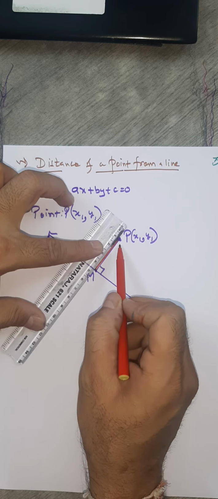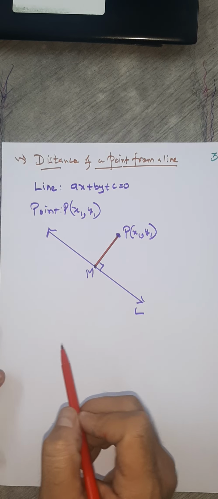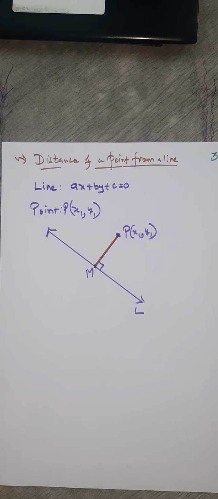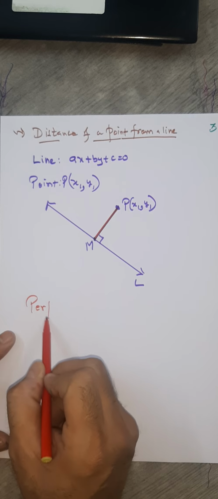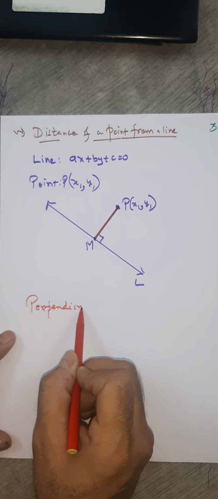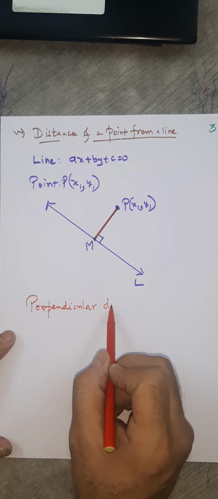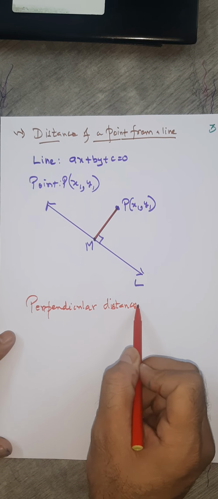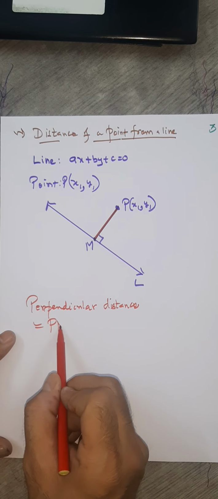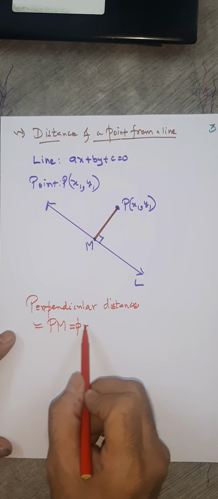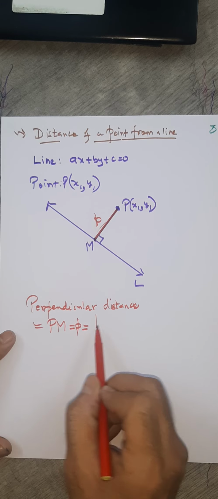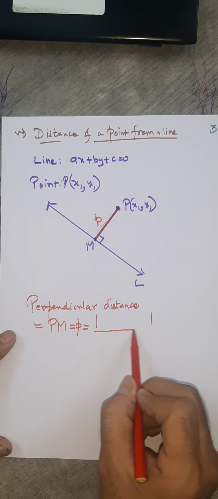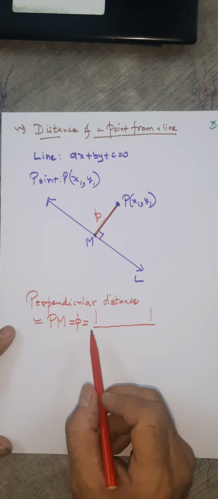Now you can just refer to the textbook if you are interested in the proof. I'll not write the detailed proof. I'll just state the formula. So I'll write here the perpendicular distance. It is understood that when we write just distance, that means perpendicular distance, equals PM. You can use a small p also. It is given by this. We take the modulus. In case the inner expression is negative, we make it positive.